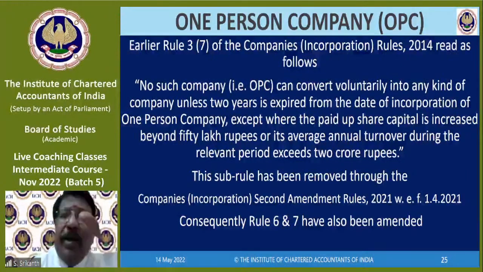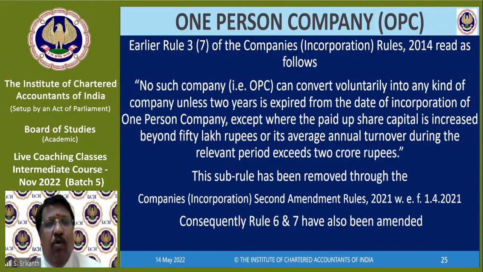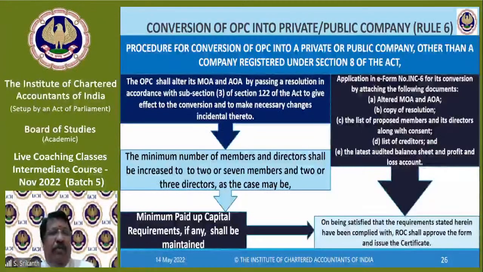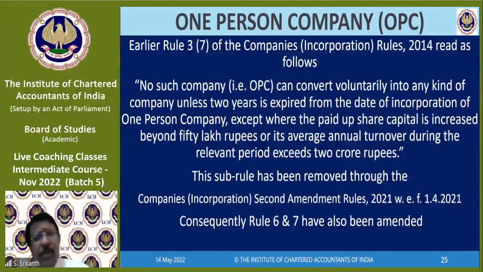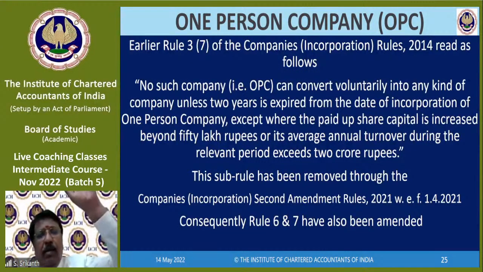See, there is an amendment to the rules. Rule 3, sub-rule 7 of the Incorporation rules, which deals with OPC, has been removed. This rule, which I am now showing on the screen, has been removed. Right? Rules 6 and 7 deal with conversion of OPC into private and private into OPC. These rules have also been consequently amended. Our institute material gives the correct law.